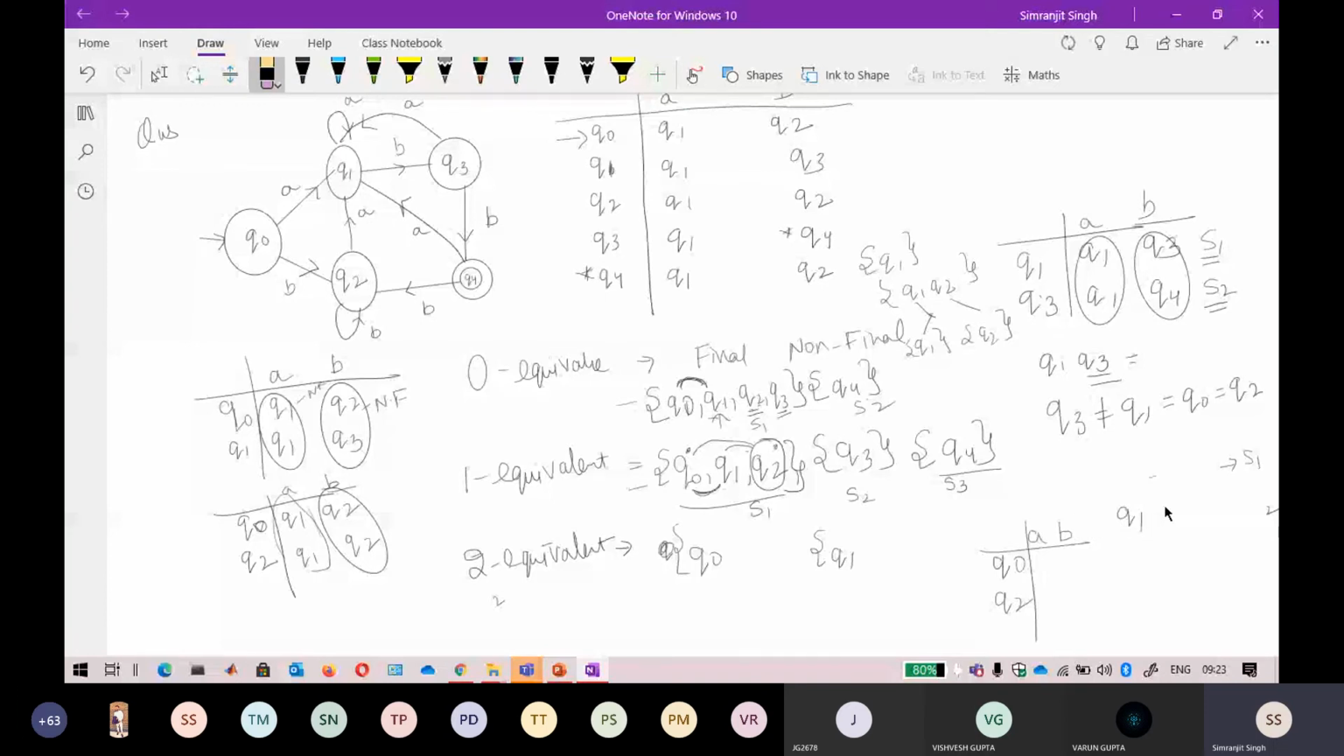Okay, so for A, Q0 is going towards Q1, and for Q2 it is going towards Q1. So Q1 again, this is set 1 and this is set 1, so there is no breaking here. For B, check: for Q0 on B, this is going towards Q2. For Q2 on B, it is going towards Q2. Okay, so this Q2 again belongs to the same set. This is set 1. This is set 1.